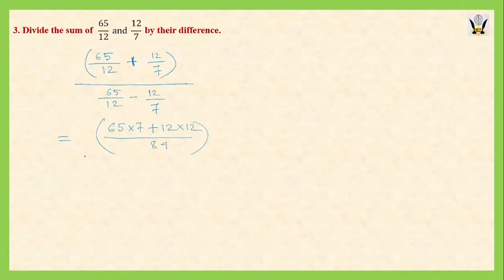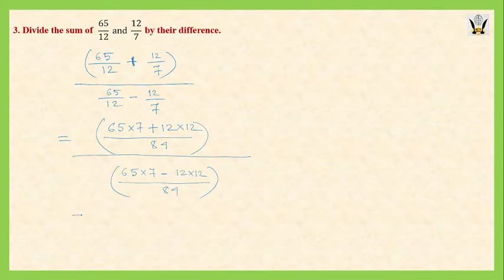So this is the result of the numerator, and then we will be dividing by the difference of those two numbers. Since we are working with the same rational numbers, their LCM will be 84. Here again we will have the same value, 65 multiplied by 7, but this time they will be subtracted. The second one will be subtracted from the first one. So this is the result of subtraction which is happening at the denominator.